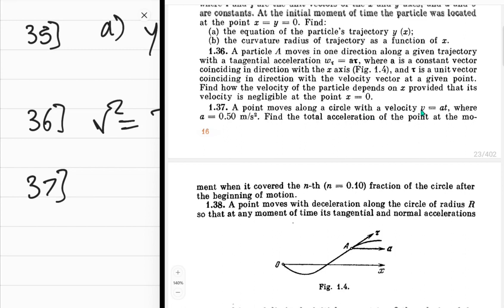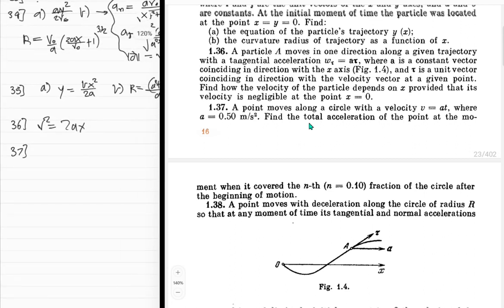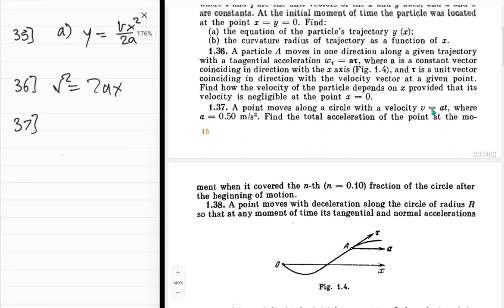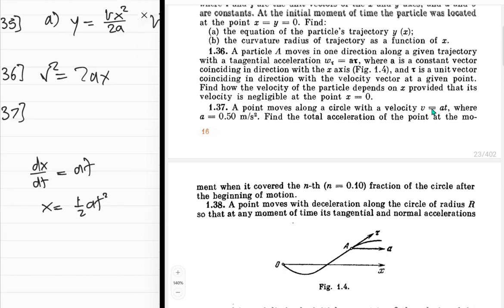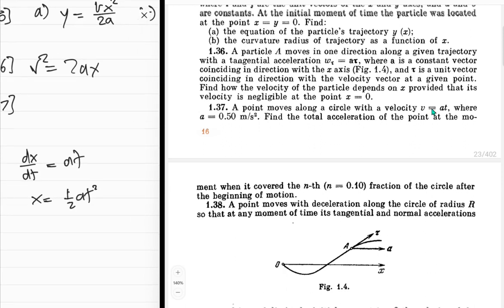Probably this velocity, that's just the magnitude of velocity that they're giving us. So then its speed is basically at. So we want the time when it covers nth fraction of the circle after beginning of the motion. So you have basically given us the speed. So you will just have dx upon dt is equal to a times t, where x is the path length. So x is equal to half at square plus whatever initial it was. Initially it is 0 in fact, right?